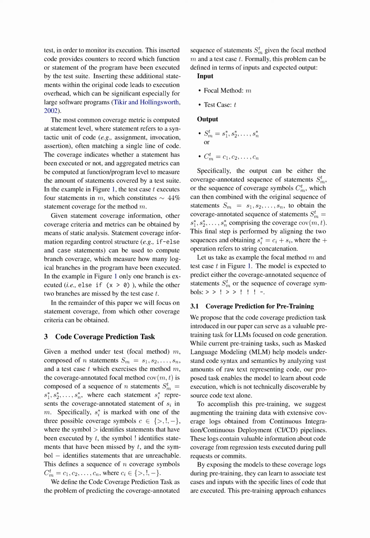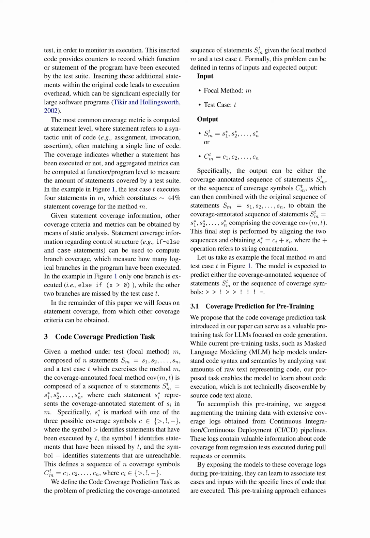For example, if we have a focal method m and a test case t, the model should predict either the coverage annotated sequence of statements or the sequence of coverage symbols. Section summary. Code coverage is a measure of how much a test suite exercises a software system, and it is commonly computed by inserting additional code into the program to monitor its execution. The most common coverage metric is statement coverage, which indicates whether each line of code has been executed or not. Other coverage criteria, such as branch coverage, can be derived from statement coverage information. The code coverage prediction task involves predicting the coverage annotated sequence of statements or the sequence of coverage symbols given a focal method and a test case.